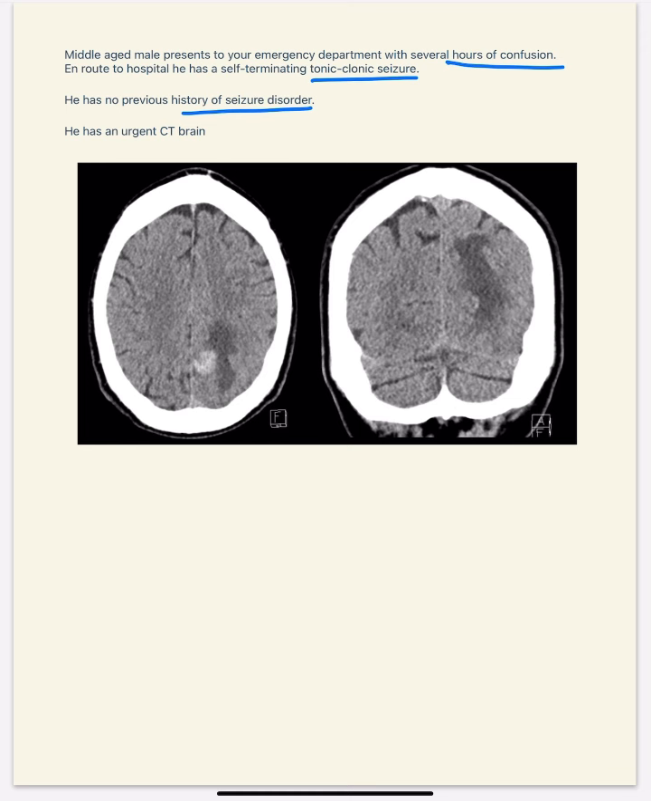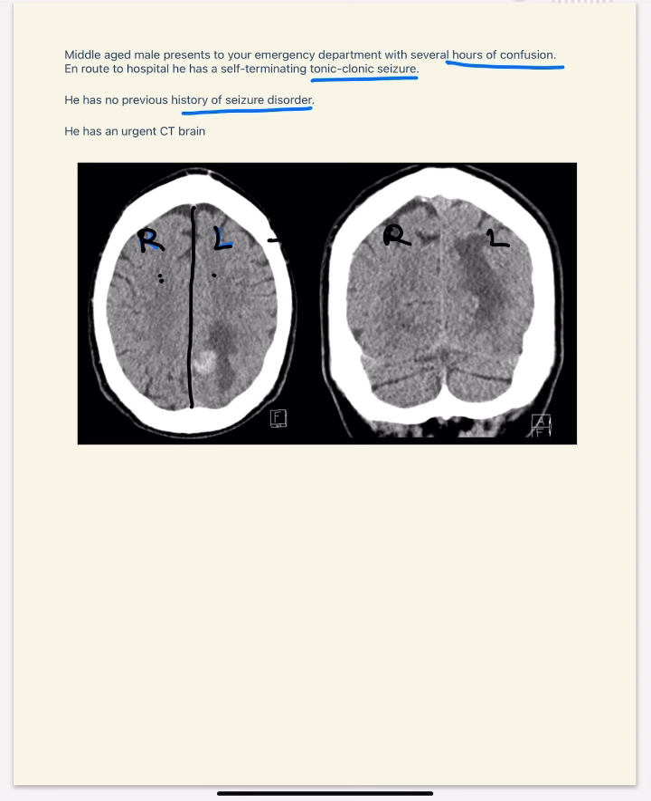So let's interpret the CT. Look at this CT. This is right side, this is left side. This is the midline, so there is no midline shift. Obviously this is the skull. These are two cerebral hemispheres, right hemisphere and left hemisphere.